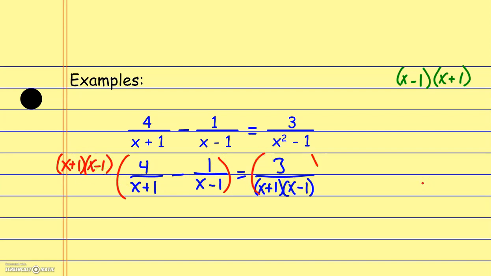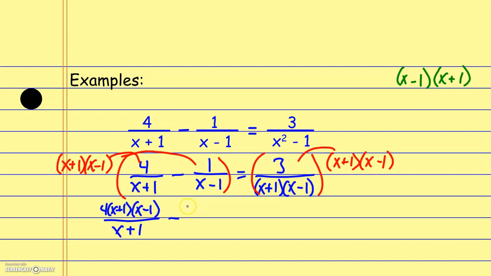I multiply this side by the x plus 1, x minus 1. And now I just start distributing. Over here I have to distribute this to each of the fractions. Over here, I just distribute it to the one fraction that's listed. So here I get a 4x plus 1, x minus 1, all over x plus 1. Right here, I get an x plus 1, x minus 1, over an x minus 1. And over here, I get a 3 times x plus 1, x minus 1, over x plus 1, x minus 1.